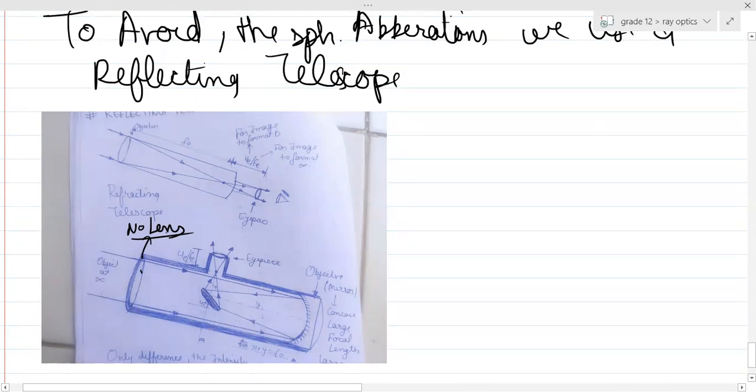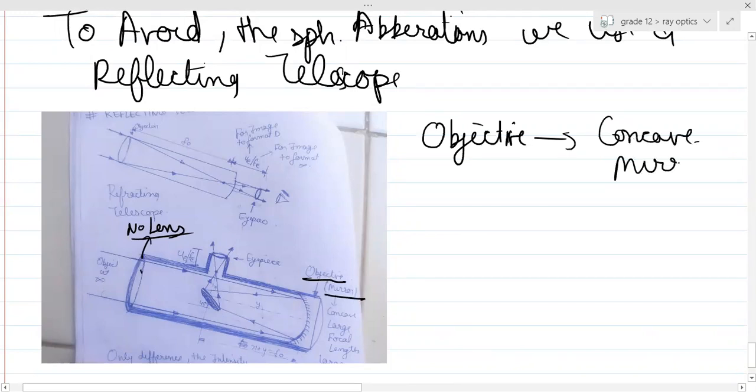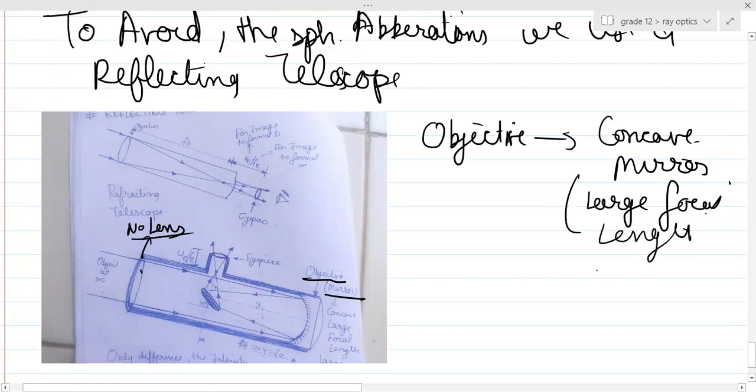In spite of having an objective lens, we have an objective mirror. Can you see, guys, there is an objective mirror? In spite of having the objective as a lens, we have the objective as a concave mirror, with large focal length and large aperture. Now, what is the plus point of using a mirror in this case?